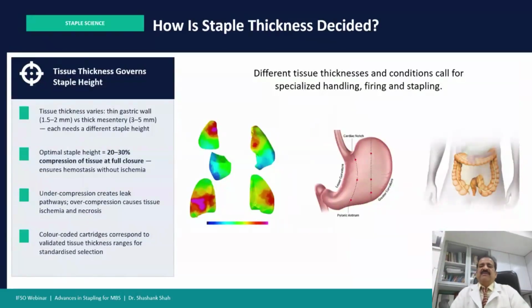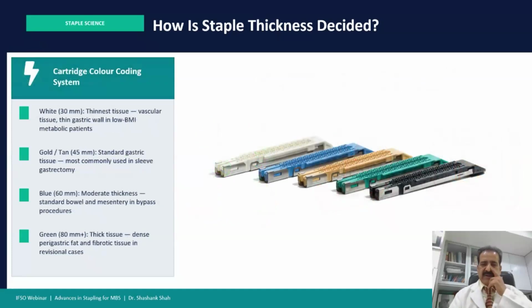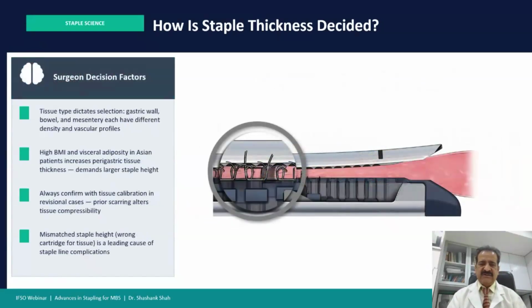Now, how is staple thickness decided? We know the thickness varies across tissues, from mesentery, fat, to stomach. Stomach thickness varies: antrum is thicker, body is less thick, maybe fundus is still less. Operated tissues, scarred tissues, previous scarring can make it thicker and tougher, and therefore tissue thickness should govern the staple height. There are various color codings for these tissue thicknesses.